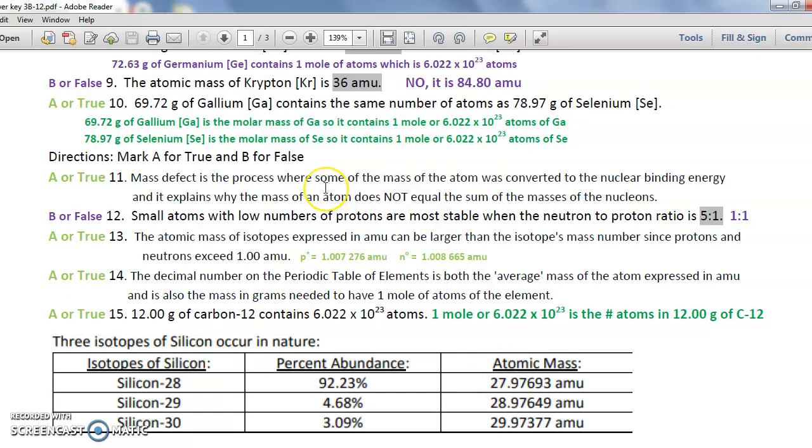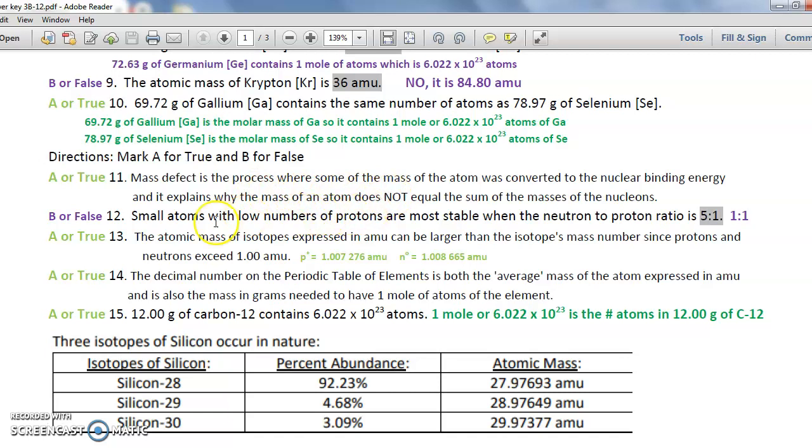Well, that mass is actually converted to energy. You remember the formula, E equals mc squared, a very famous formula by Einstein. It just shows that there's a relationship between energy and mass. Mass is energy, and some of that mass was converted to energy to hold the protons and neutrons together in the nucleus.